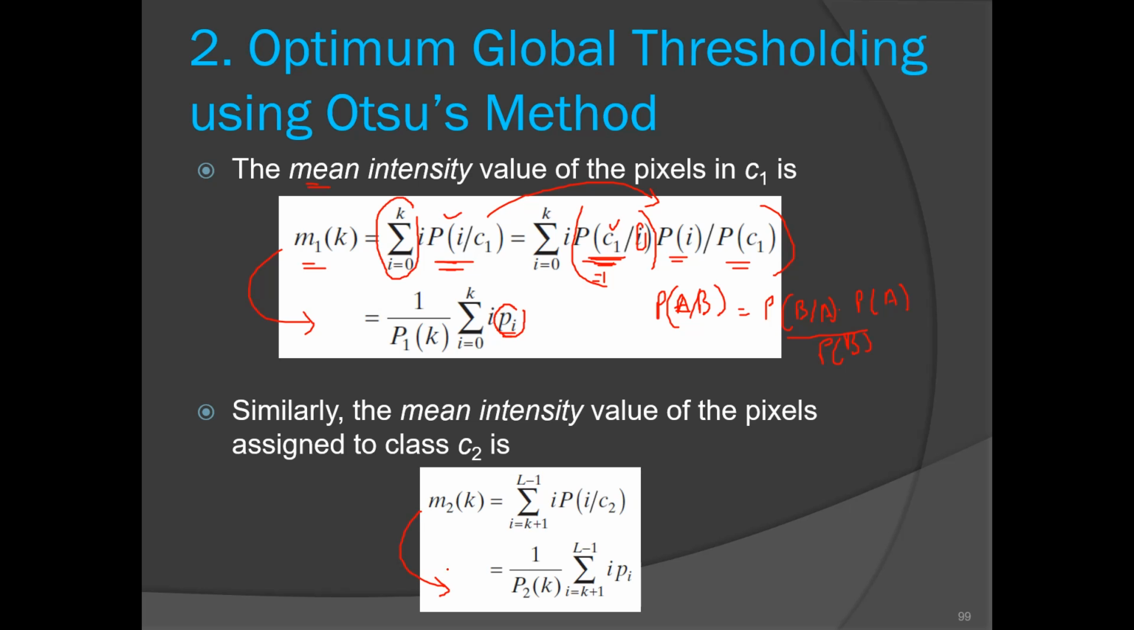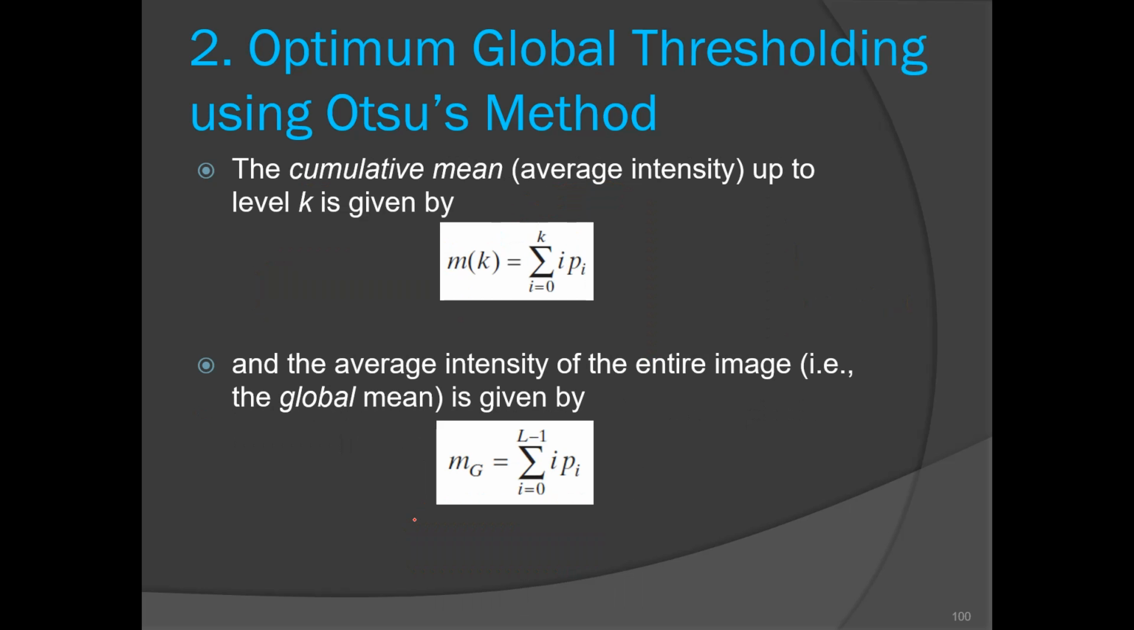Then we will calculate the variance. Before that we have to calculate the cumulative mean of the entire image, first up to level k. It is calculated using this equation: from 0 to k, i into pi. And the average intensity of the entire image will be varying from 0 to L minus 1, i into pi. This is represented by mg.